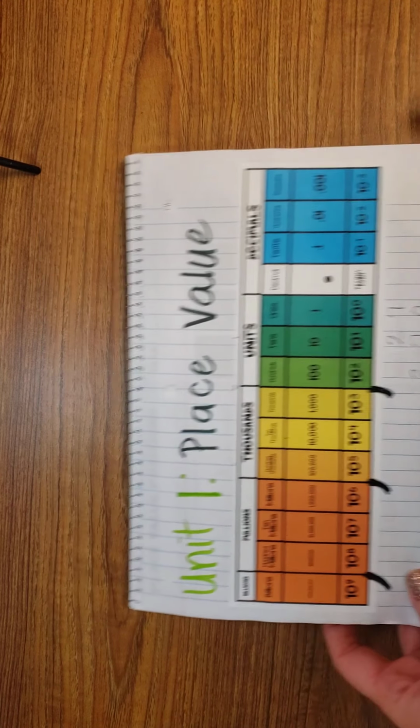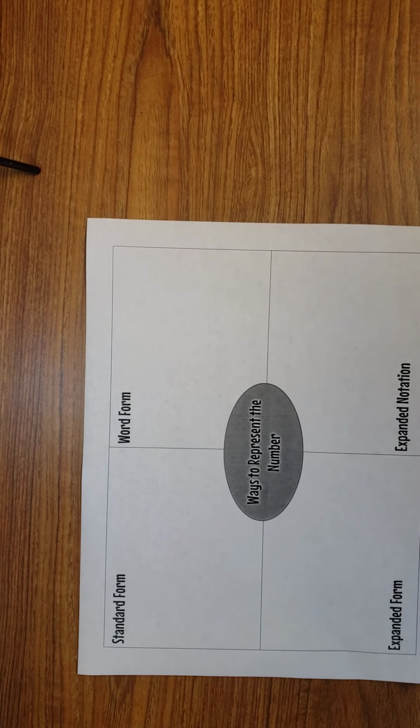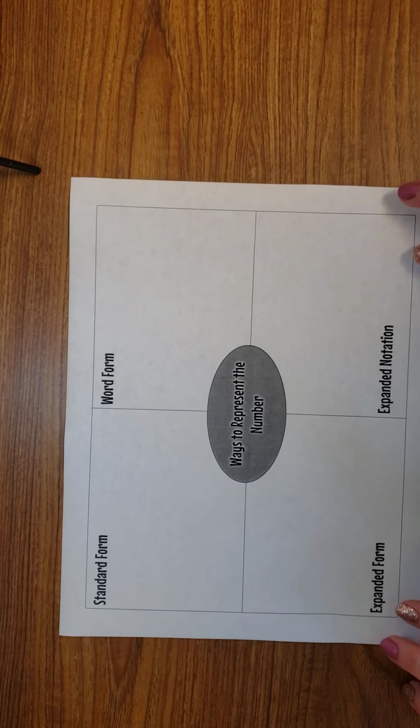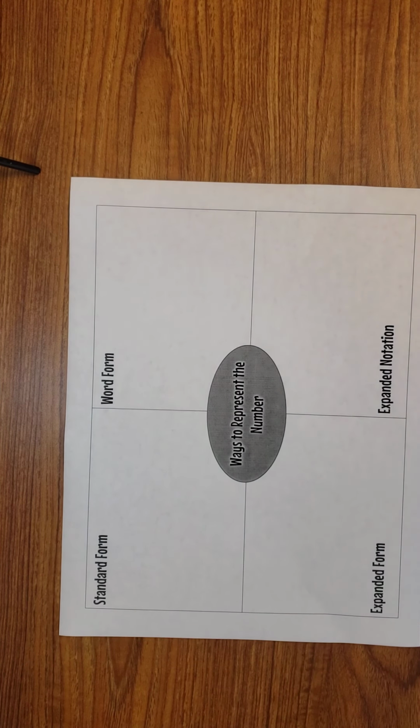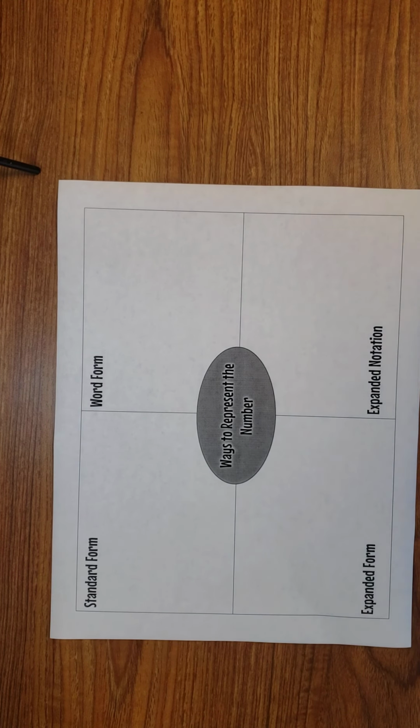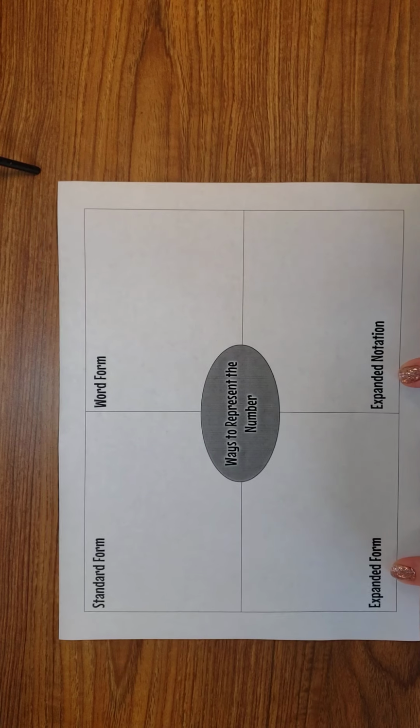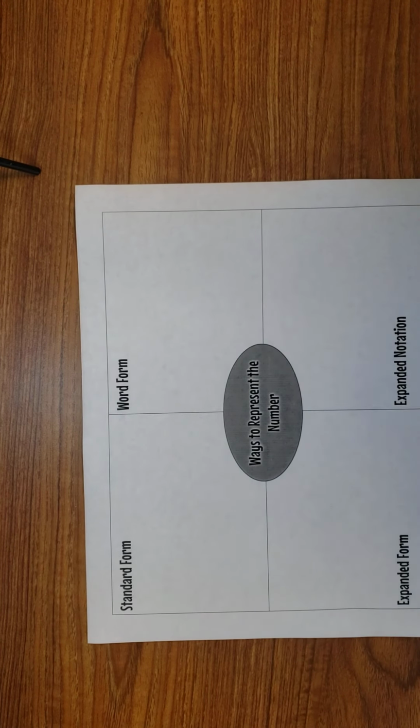All right, so let's move over, as I mentioned before, to the different forms of numbers. Okay? All right, so we have standard form, word form, expanded form, and we have expanded notation. Now these two sound similar, but I'm going to teach you what the differences are. Okay? So let's start with standard form.